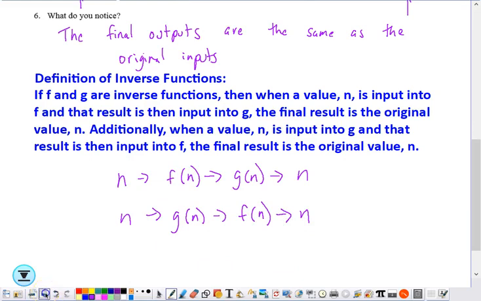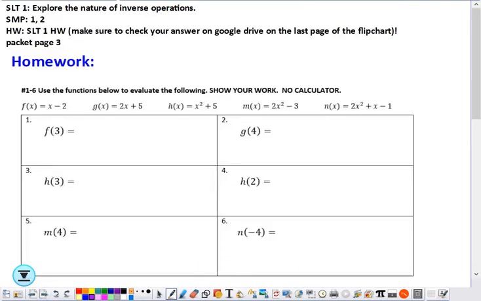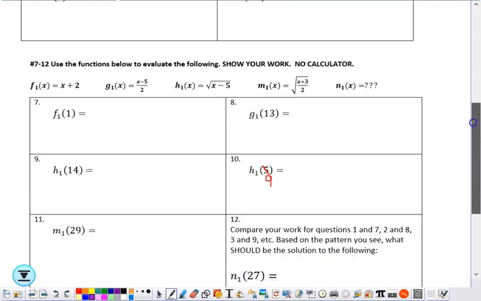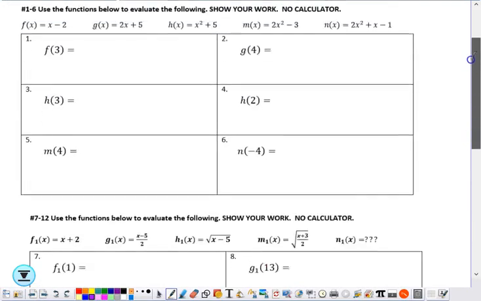Your homework tonight is to complete page 3. Please show your work. Please do not use a calculator. There is a bottom to page 3. It's not just this table. When you are done, please check your work on Google Drive.